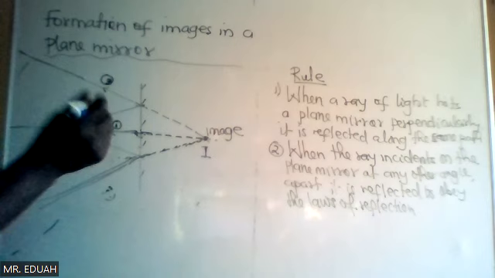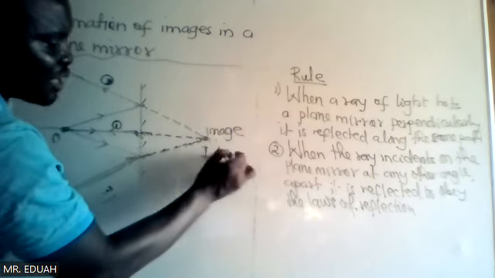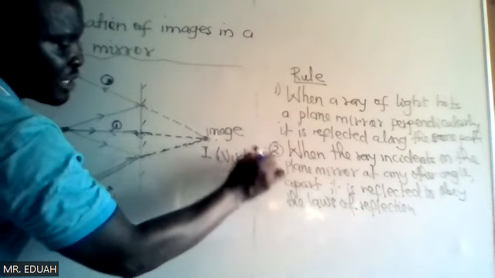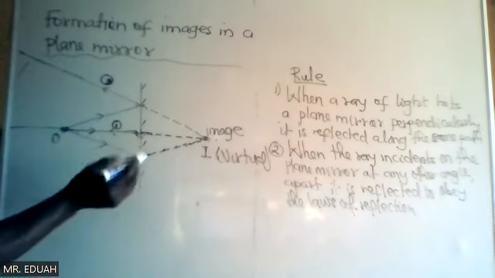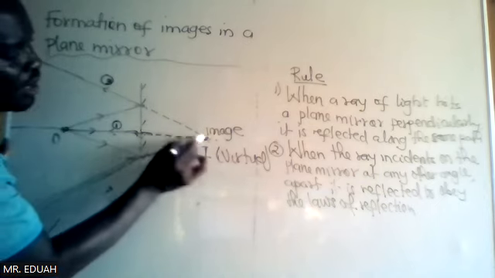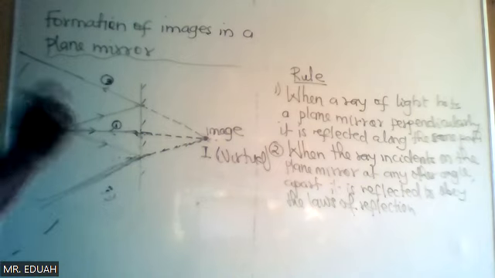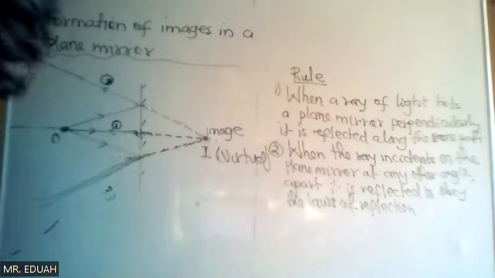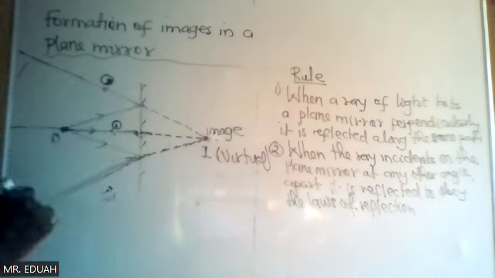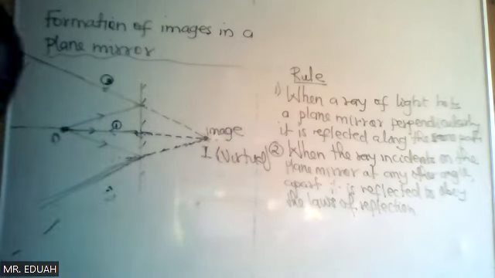So this is how the image will be formed, and this image will be virtual. Virtual because it is formed as a result of the apparent intersection of reflected rays. The reflected rays actually did not meet, but it appeared that they are meeting here. And this image will never be formed on a screen.